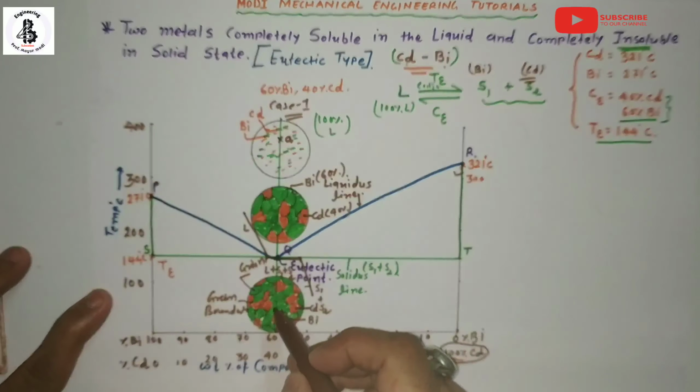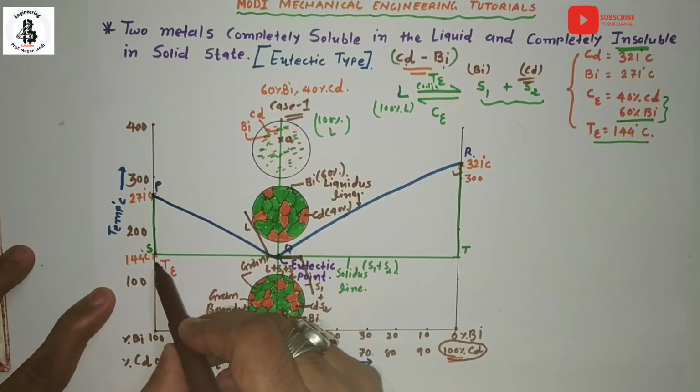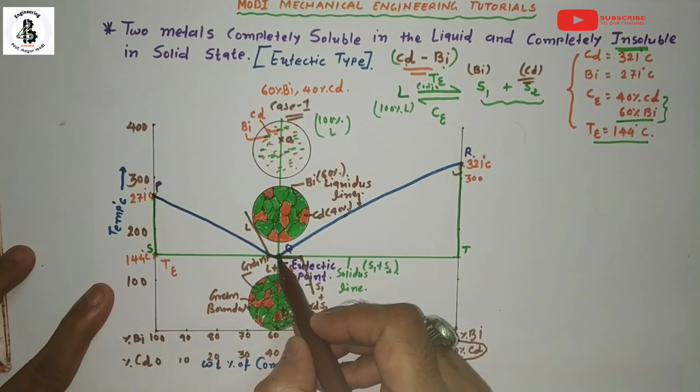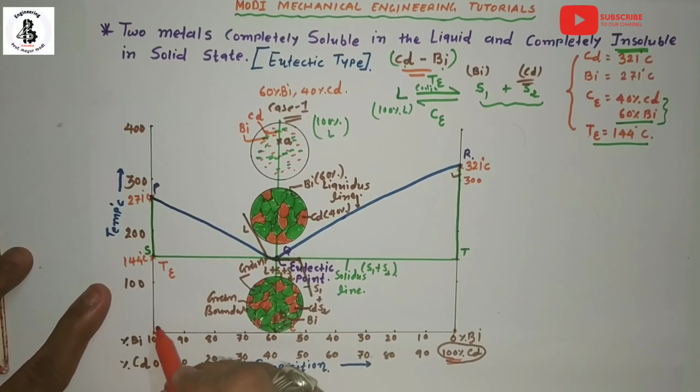If this transformation occurs earlier than the eutectic point, so you can take any point up to this eutectic transformation line, that will be known as hypoeutectic. So just note that down.